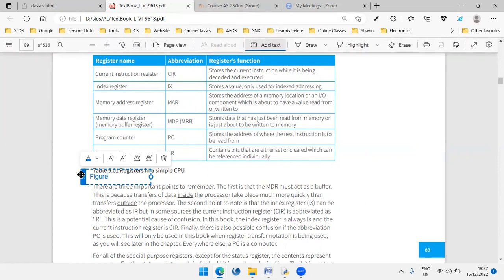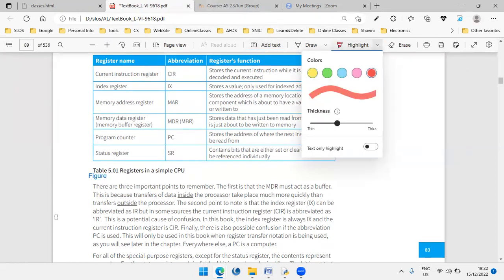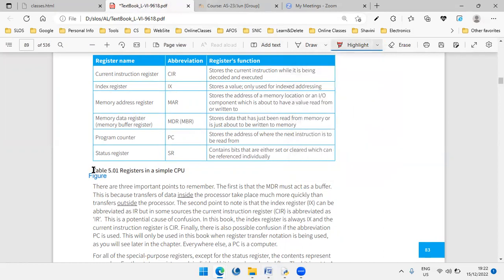Yeah, 5.01, and highlight in red this word table. Okay.